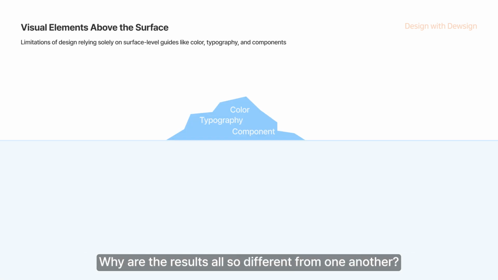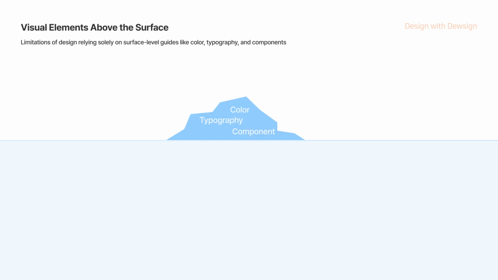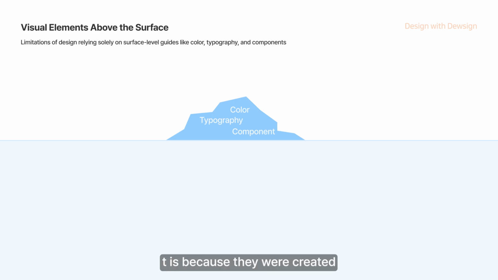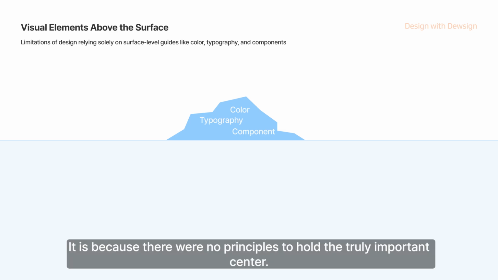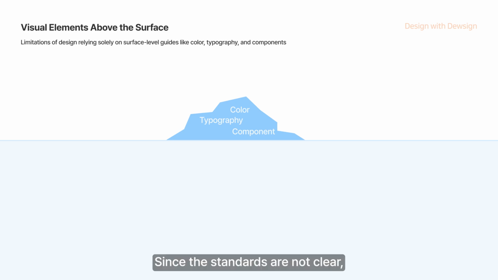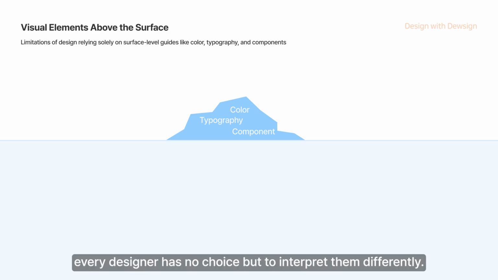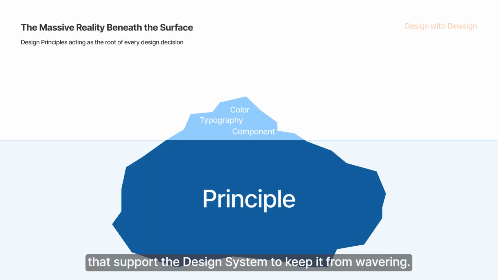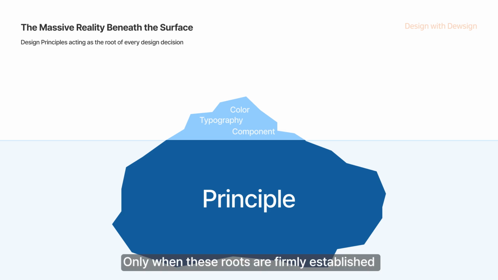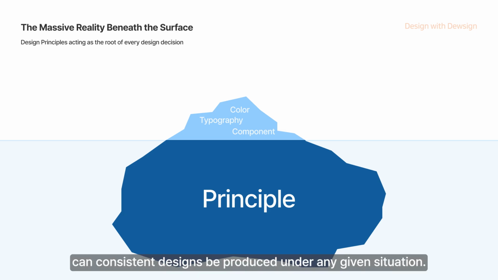Why are the results all so different from one another? The reason is simple. It is because they were created by looking only at the superficial guides visible on the surface. It is because there were no principles to hold the truly important center. Since the standards are not clear, every designer has no choice but to interpret them differently. Principles are the deep-rooted rules that support the design system to keep it from wavering. Only when these roots are firmly established can consistent designs be produced under any given situation.